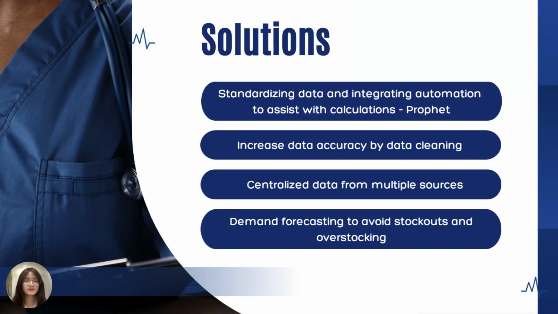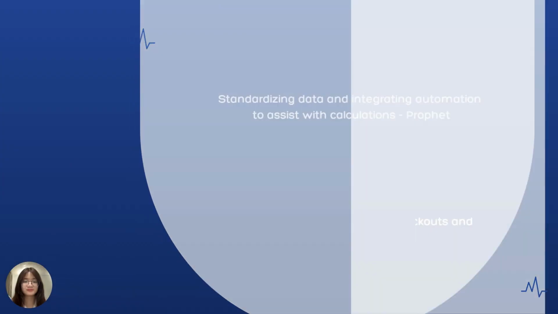And for the solutions, first, we standardize data and integrate automation to assist with calculations by using Prophet. Second is increased data accuracy by dual data cleaning. Third is centralized data from multiple sources. And the last one is demand forecasting to predict future needs and avoid stock-outs and overstocking.